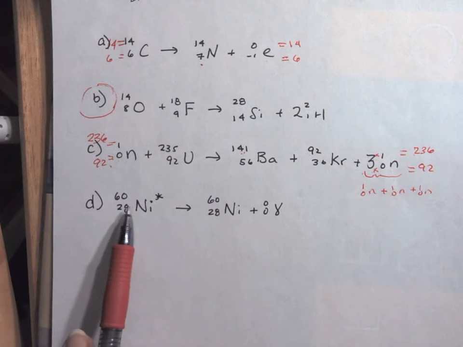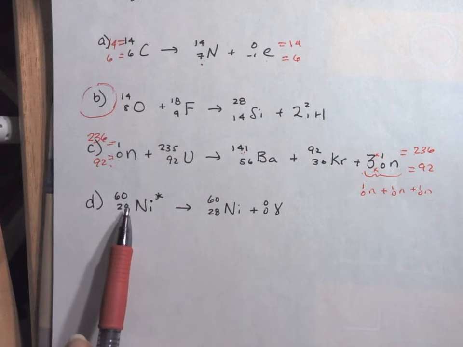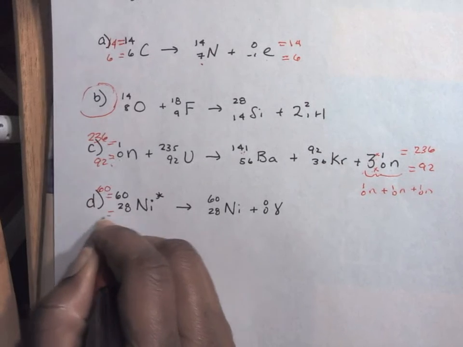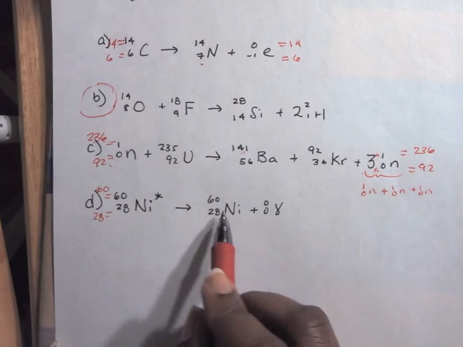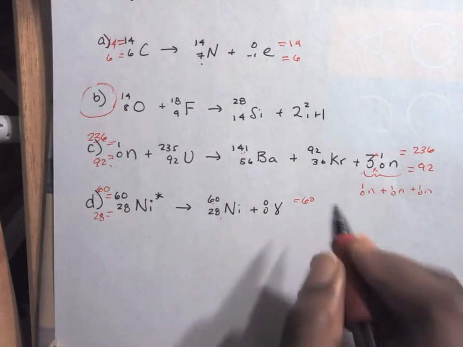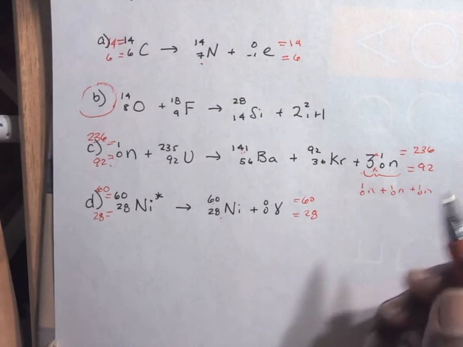Okay, so if we check this out, we see on the reactant side we have 60 and 28. That's our total mass and atomic number respectively. And then on the product side we have 60 plus 0, which is just 60, and then 28 plus 0, which is just 28. And so we can see again that that's balanced.